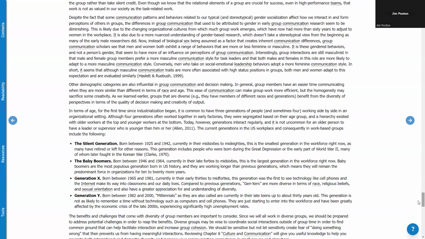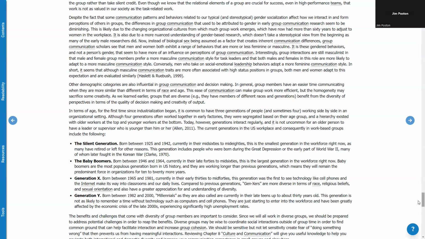It is also due to a more nuanced understanding of gender based research, which doesn't take a stereotypical view from the beginning as many of the early male researchers did. Now, instead of biological sex being assumed as a factor that creates inherent communication differences, group communication scholars see that men and women both exhibit a range of behaviors that are more or less feminine or masculine. It is these gendered behaviors and not a person's gender that seem to have more influence on perceptions of group communication.